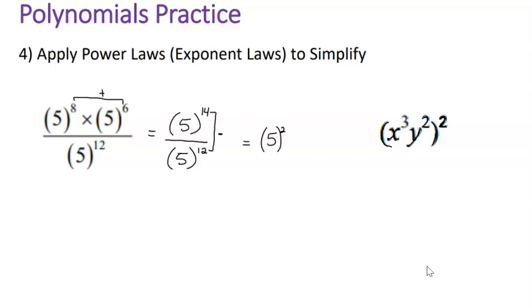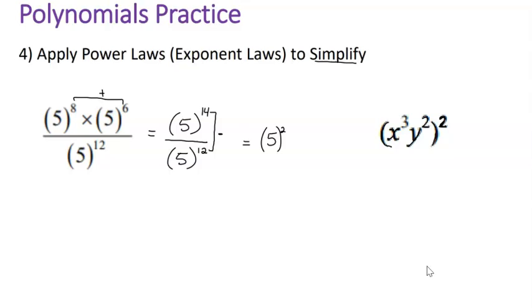We could evaluate this now quite easily. 5 squared is 25. But because the question is asking us to simplify, we don't have to evaluate. So read the question carefully to determine what they're looking for.